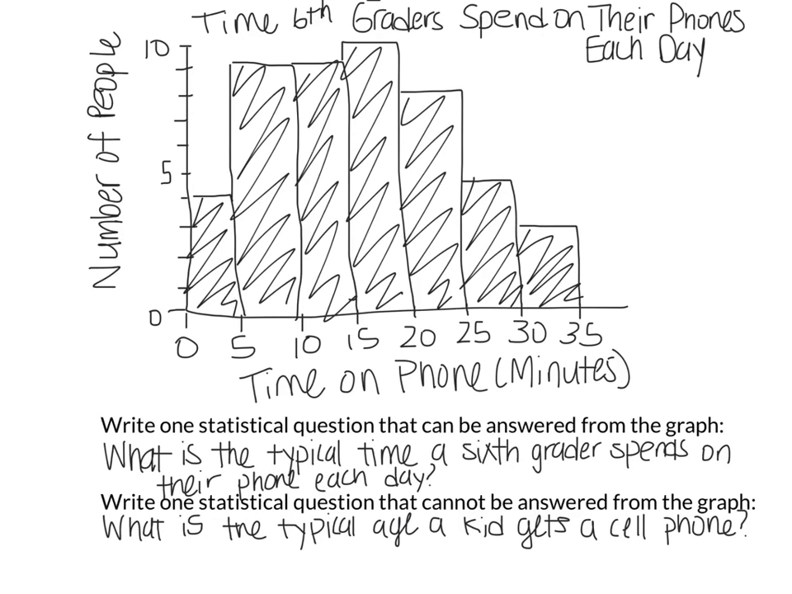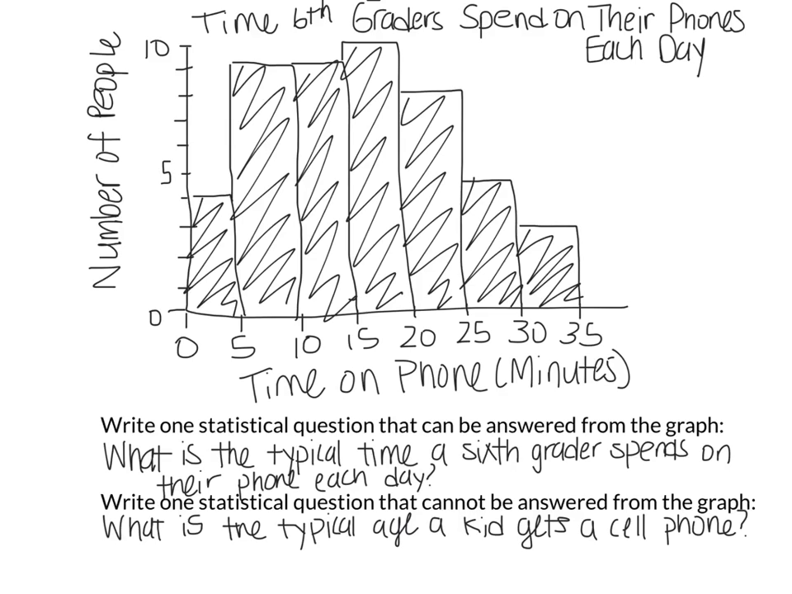So your questions might have been something like this. What is the typical time a 6th grader spends on their phone each day? So it asks about lots of 6th graders. You can get lots of different answers. So it makes it a statistical question asking about the typical amount. Now the next one, you might have had something different, but this is my example. What is the typical age a kid gets a cell phone? So it's statistical. Your question needs to be statistical. Mine's statistical because it talks about the typical age.